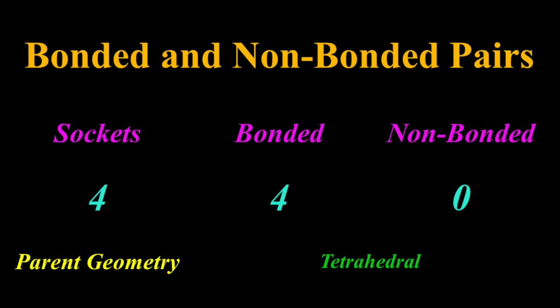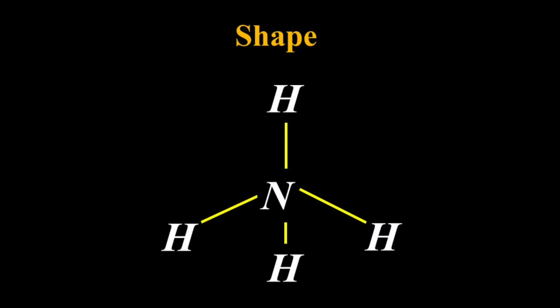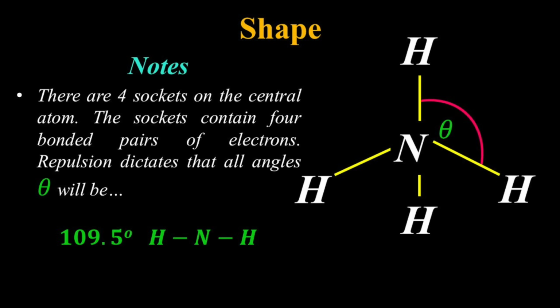We have 4 sockets, 4 bonded and 0 non-bonded. Parent geometry is tetrahedral, and so will the shape of this be. And that's the shape, as best as I could come up with. The bond angles are going to be all 109.5. There are 4 sockets on the central atom. The sockets contain 4 bonded pairs of electrons. Repulsion dictates all the angles will be 109.5. And that's the H and H bond angles.